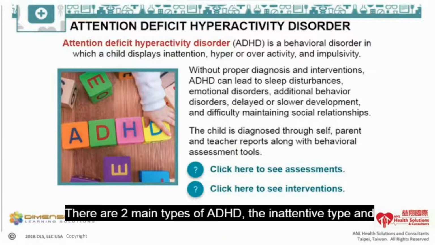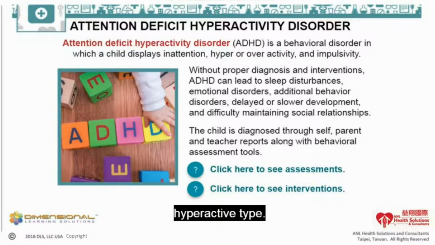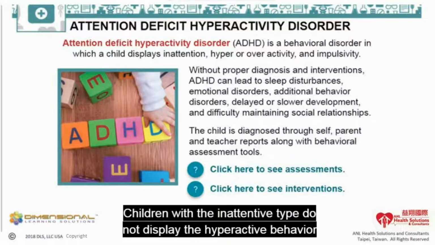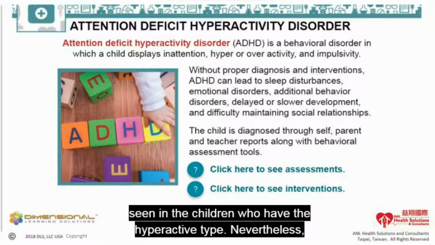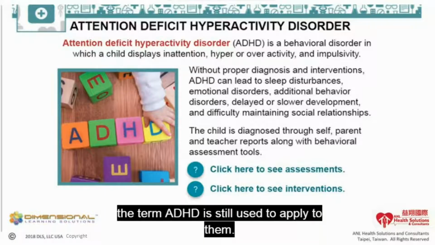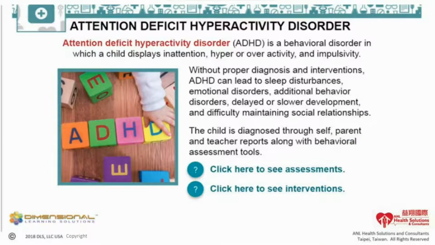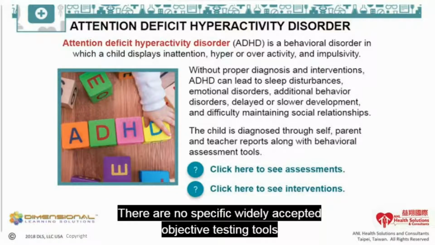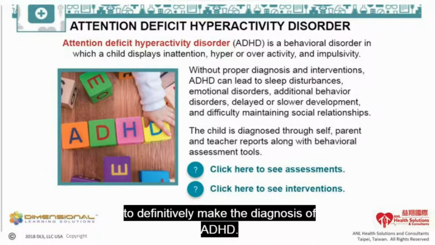There are two main types of ADHD, the inattentive type and the hyperactive type. Children with the inattentive type do not display the hyperactive behavior seen in the children who have the hyperactive type. Nevertheless, the term ADHD is still used to apply to them. There are no specific widely accepted objective testing tools to definitively make the diagnosis of ADHD.